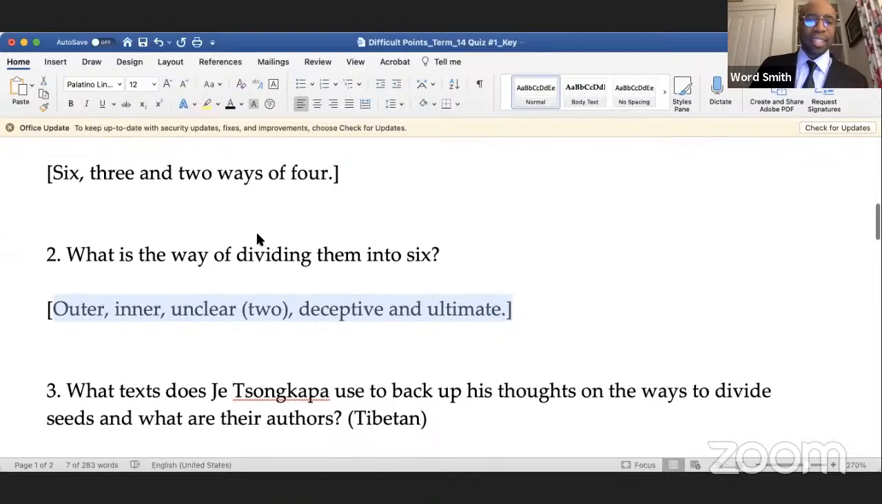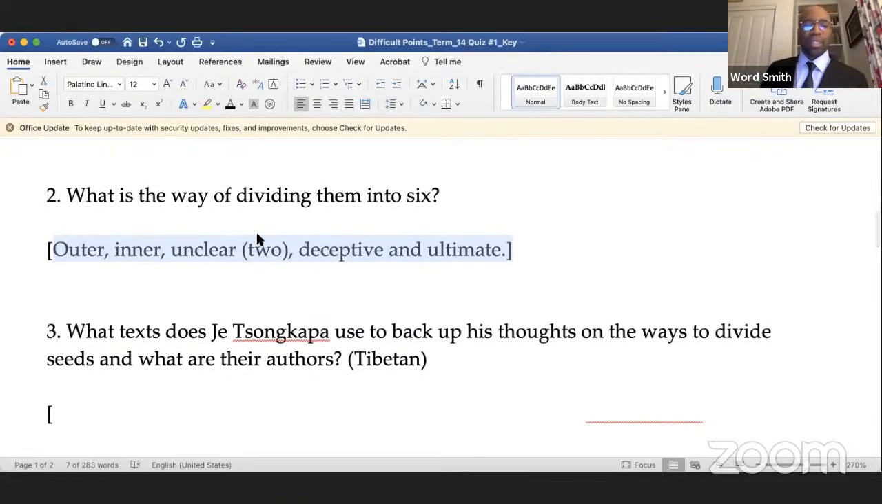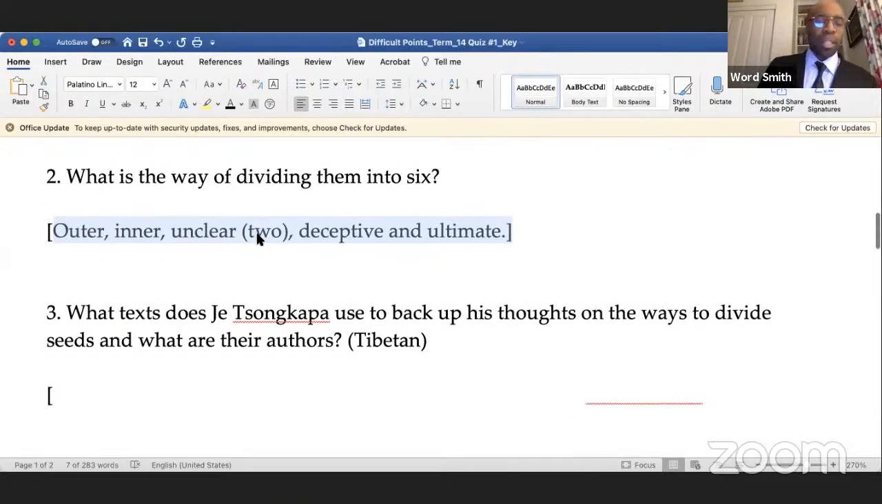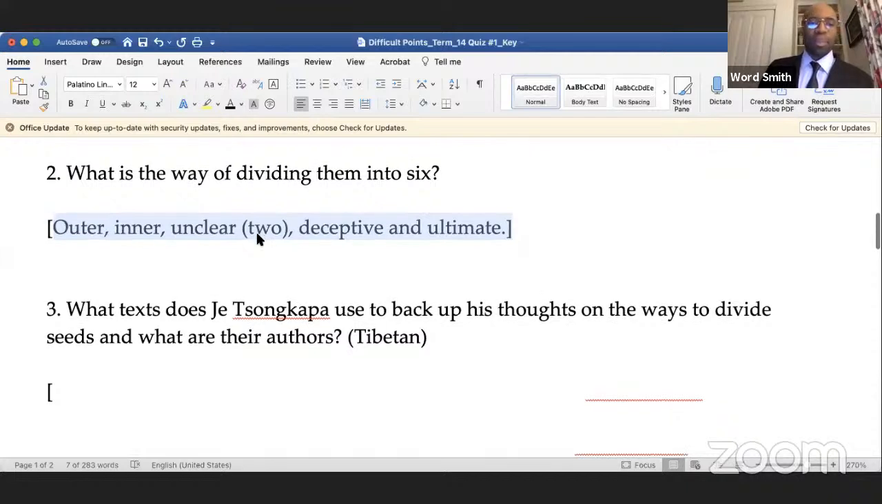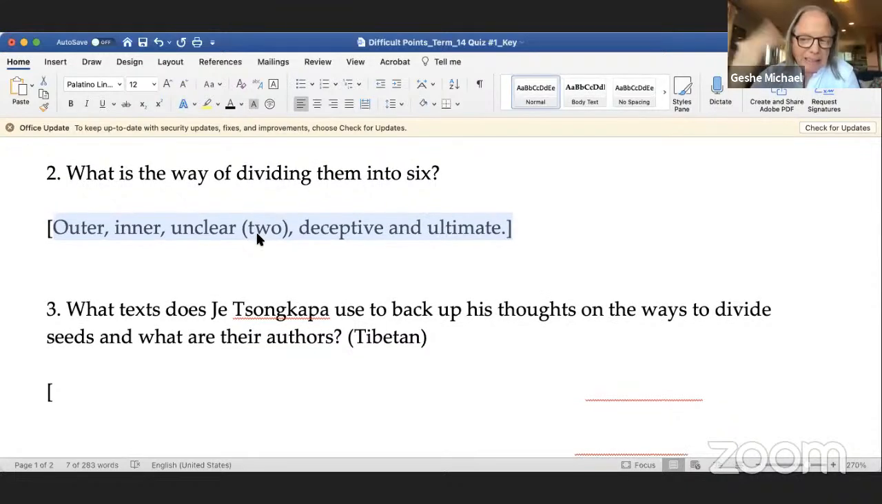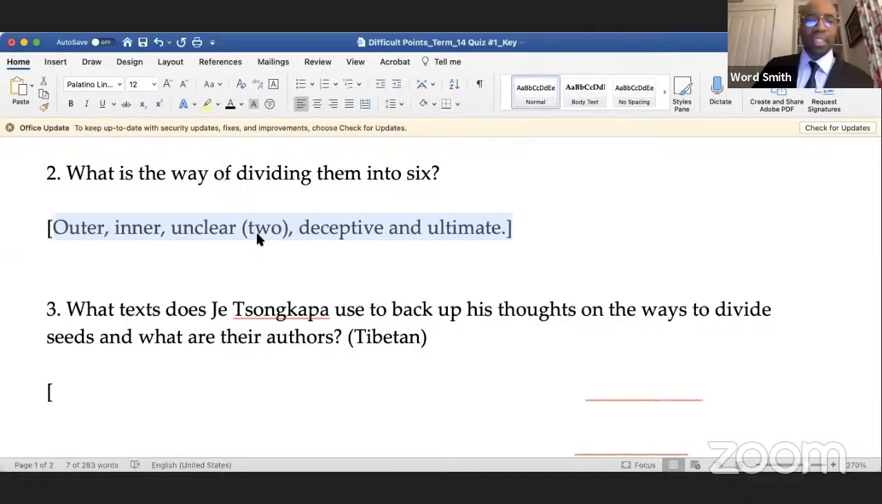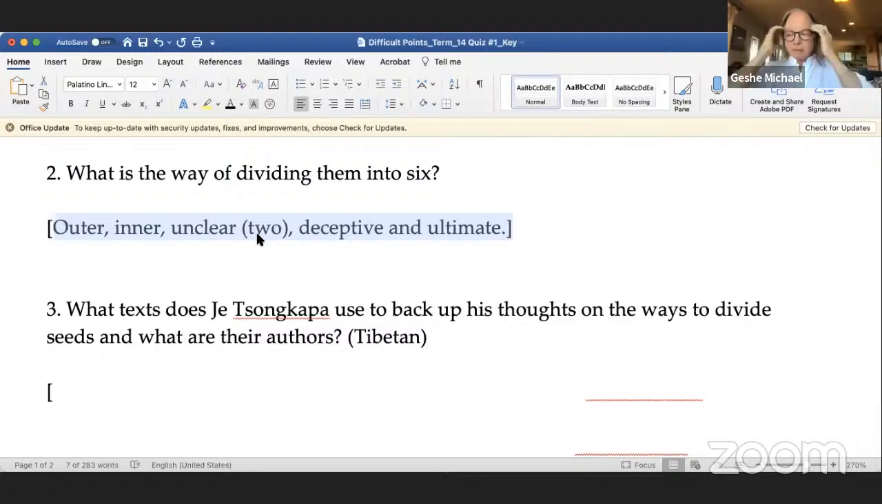And last question, and this is the Tibetan. What text does Jey Tsongkhapa use to back up his thoughts on the ways to divide seeds, and who are their authors? This is significant because this is basically the text he uses for most everything in this book. So Mahayana Sangraha. Yeah, who wrote that one? What's it in Tibetan? Asanga. What is it in Tibetan?